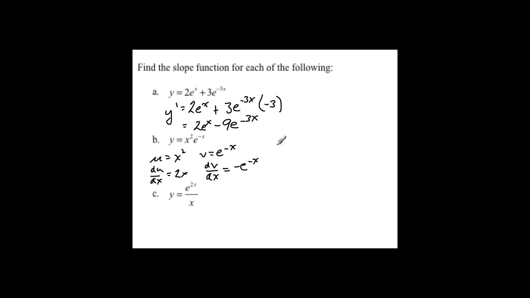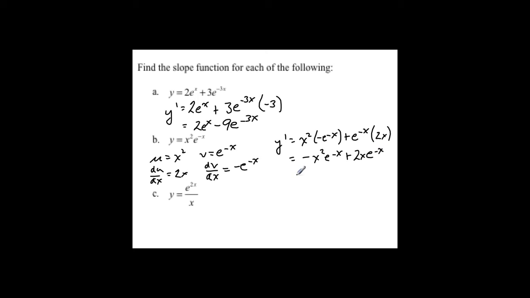Now we apply the product rule, right? So y prime is u times the derivative of v, so we have x squared times negative e to the negative x plus v times the derivative of u, so e to the negative x times 2x. And then we can just simplify like this. We have negative x squared e to the negative x plus 2x e to the negative x.